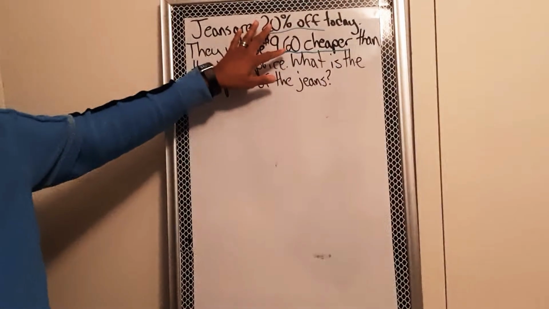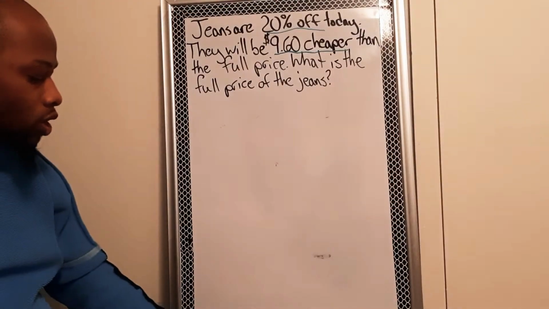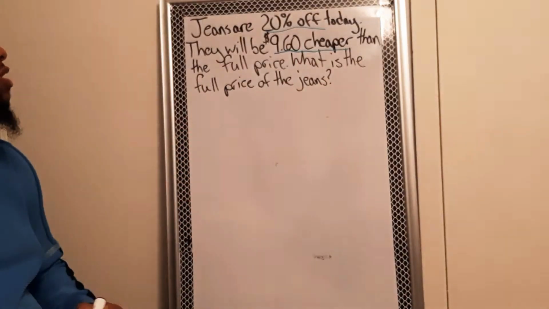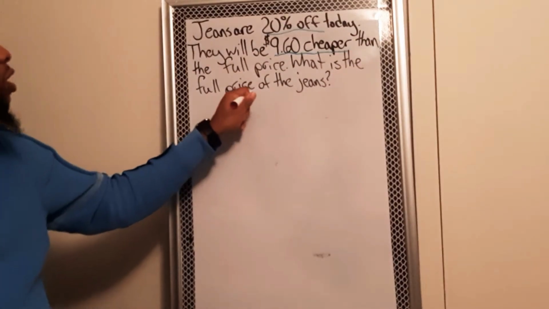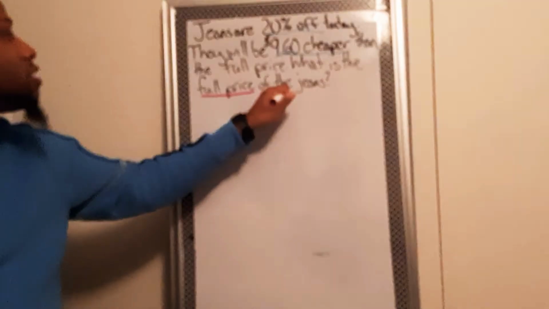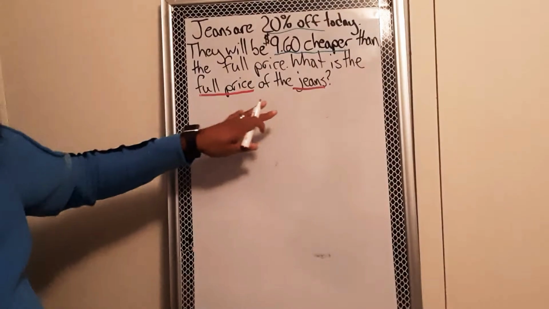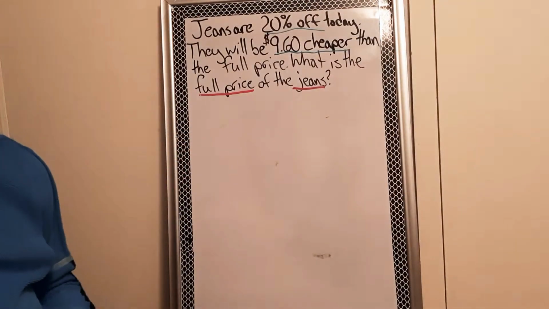So that's what I know. Now, what do I need to know? The question asked, what is the full price of the jeans? So what I need to know is the full price of the jeans. So I know I'm taking 20% off the jeans' total price. I'm taking $9.60 off the total price of the jeans. And I need to know the full price of the jeans.